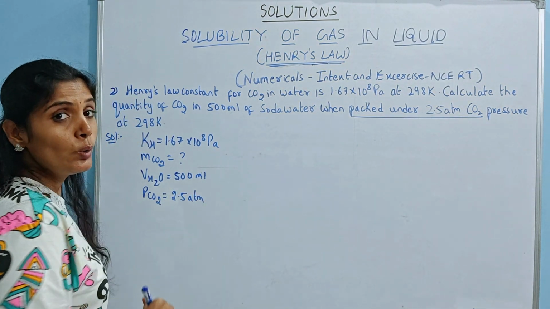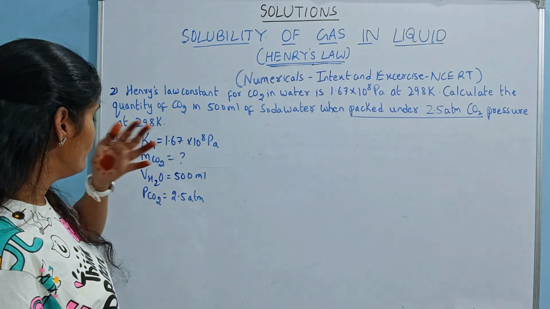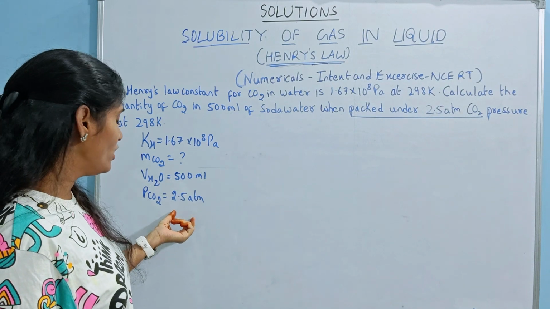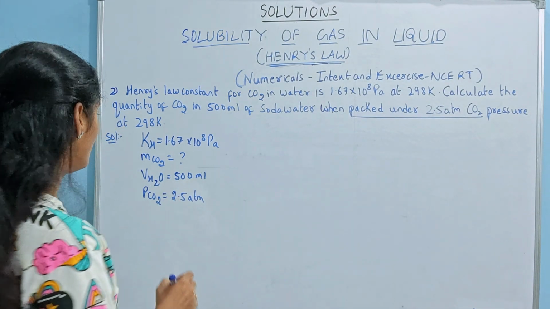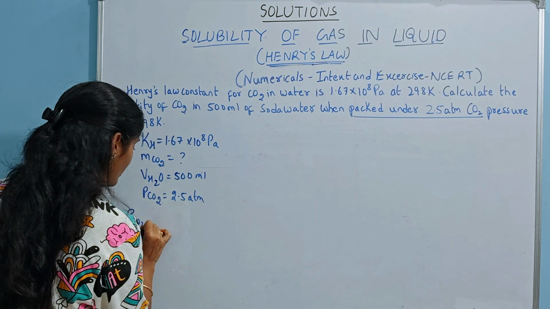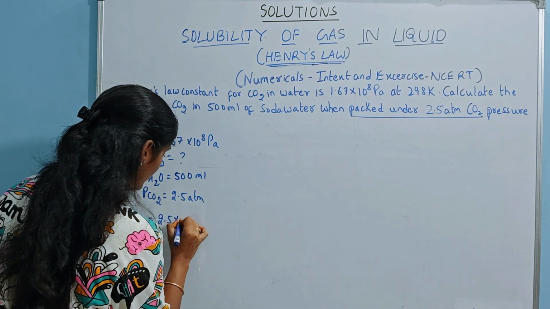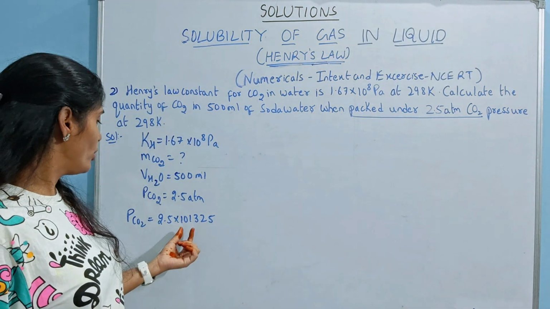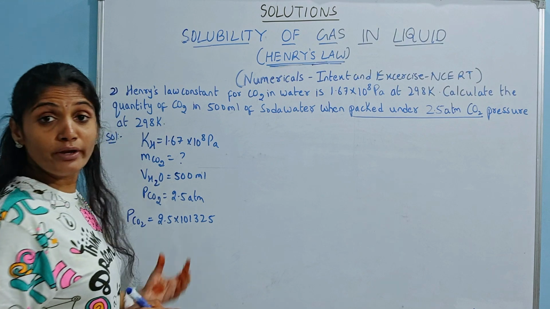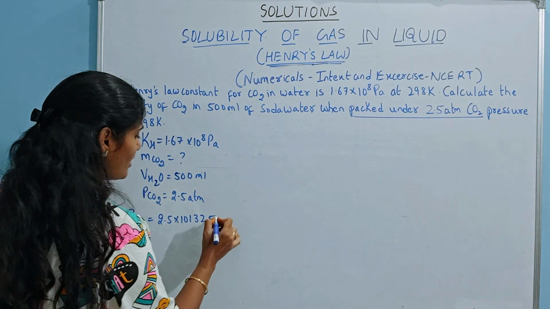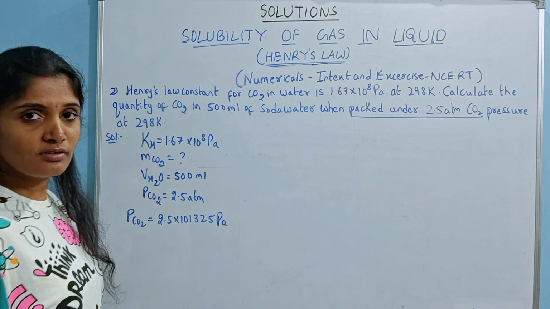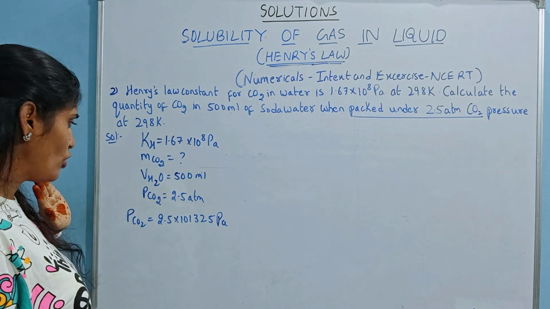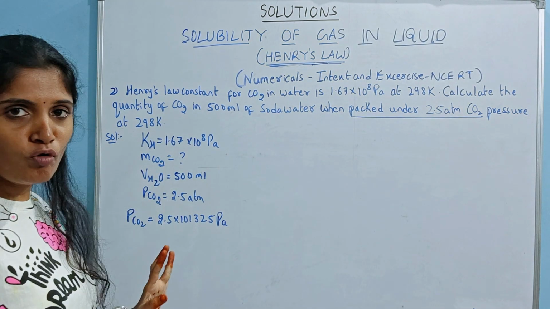Now the problem is here we need to do a conversion because we usually take in pascals, and already Henry's constant is there in pascals. So let us convert atmosphere into pascals. How do you convert atmosphere to pascals? We can convert atmosphere to pascals by multiplying with 101325. So 2.5 atmosphere into 101325 will give us pressure in pascals. Clear. So we have Henry's constant, we have pressure of carbon dioxide gas, we have volume of water.